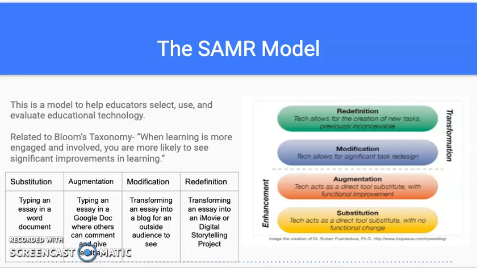The first level of transformation in the SAMR model is modification. This is where the tech allows for significant task redesign. So an example of this would be taking that essay and creating a blog with it. And really the main change here is instead of just peers and the teacher being able to comment and give that feedback, you've now opened it up to an outside audience.